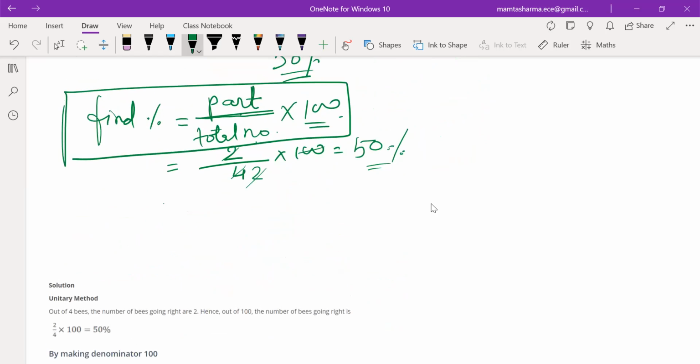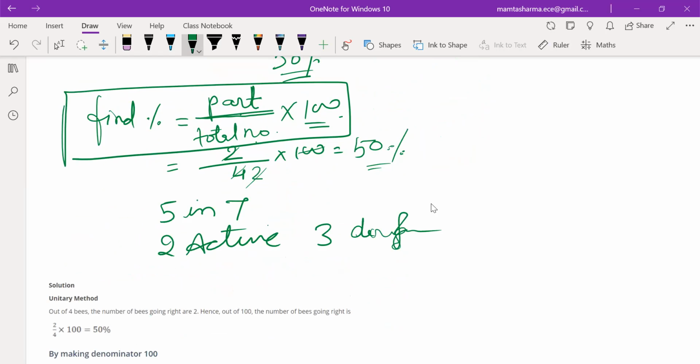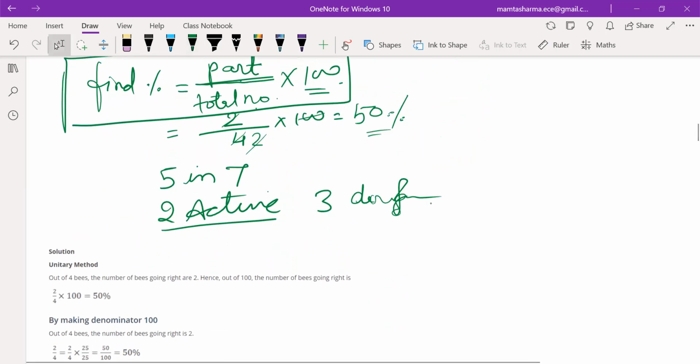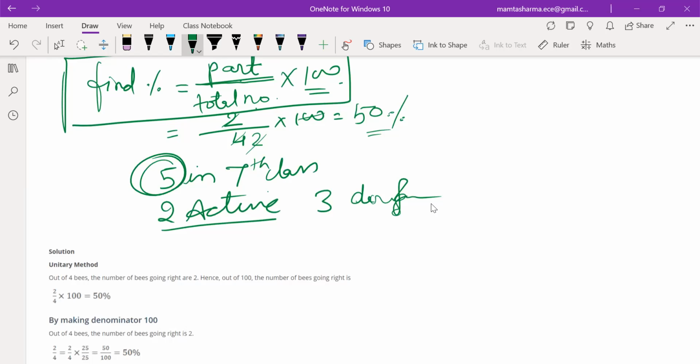If I say there are 5 students in the 7th class, 2 are active and 3 are duffer. Tell me the percentage of active children in the class. Total number of students is 5; 2 are active and 3 are duffer. So what is the percentage of active students?